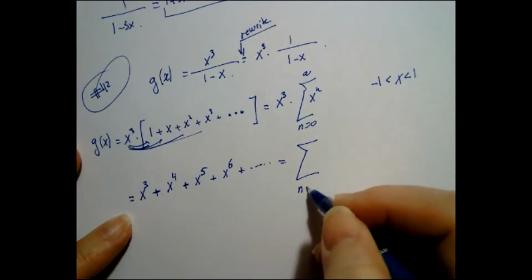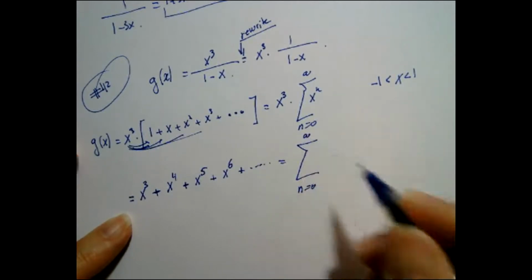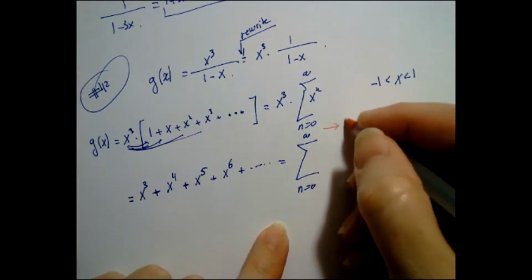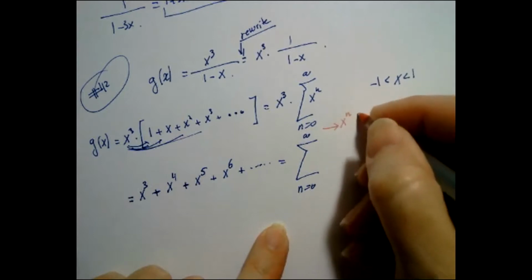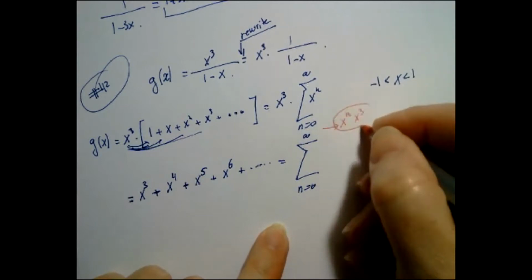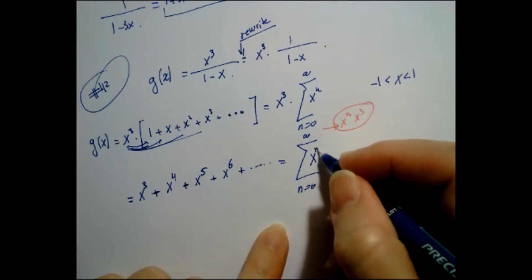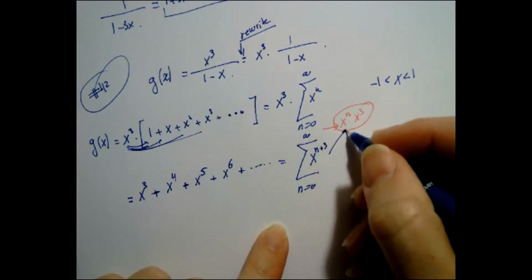This is equal to sigma n equals 0 to infinity. At this stage, what we're going to do is we're multiplying every term by x to the power 3. That's what I'm doing here. So this will give me x to the power n plus 3.